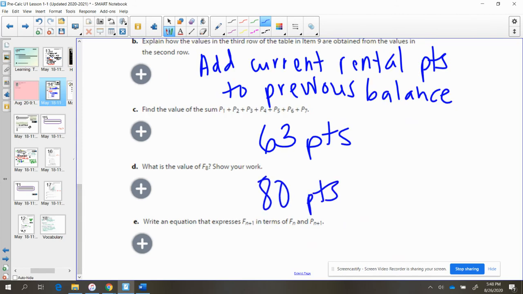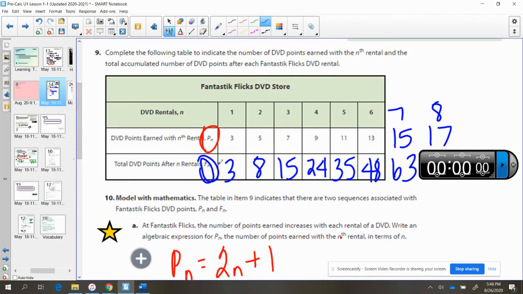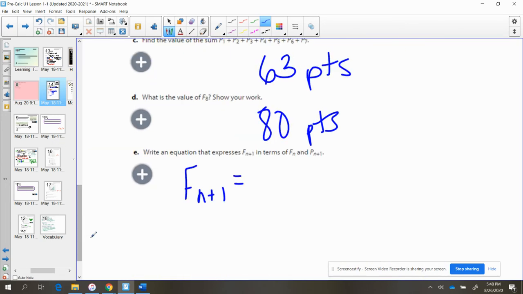So basically what we notice here is it isn't adding the same consistent value each time. In order to find the next term in our Fantastic Flips rentals, what we're doing is we're taking the previous balance plus the value of points we are earning.